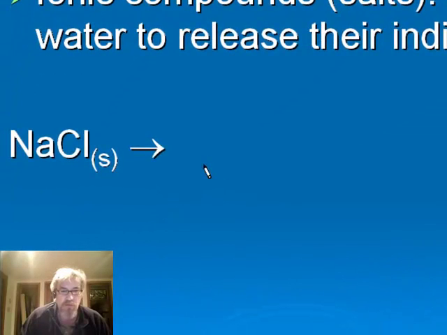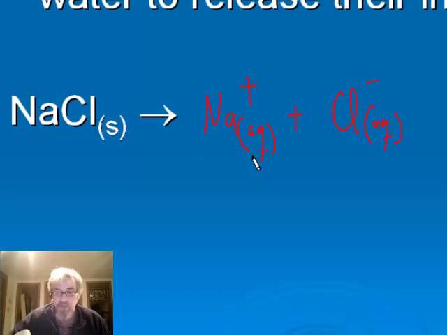One example would be sodium chloride. When solid sodium chloride is put in water, the crystal tears apart and I get individual sodium ions, which are positively charged, and chloride ions, which are negatively charged. Because these are charged particles and they're now separate from each other and exist in aqueous solution, well, that means that this is an electrolyte.